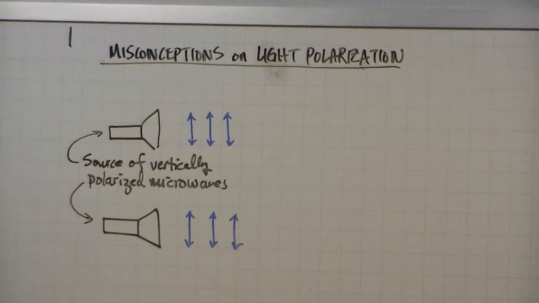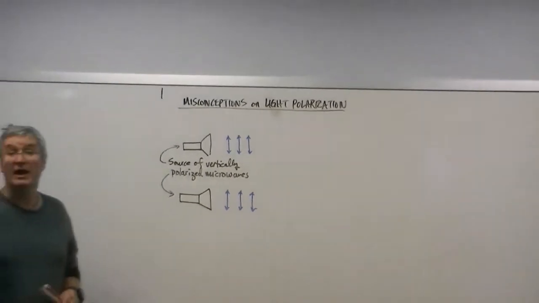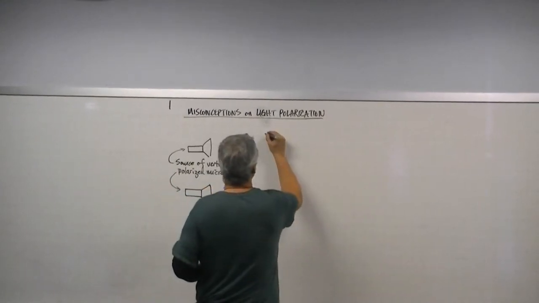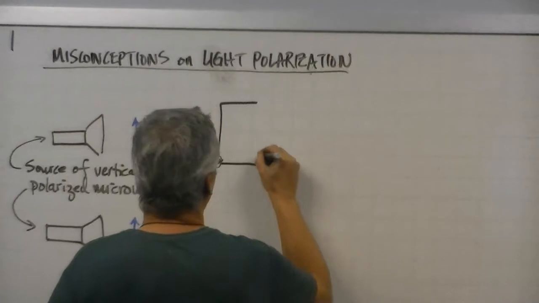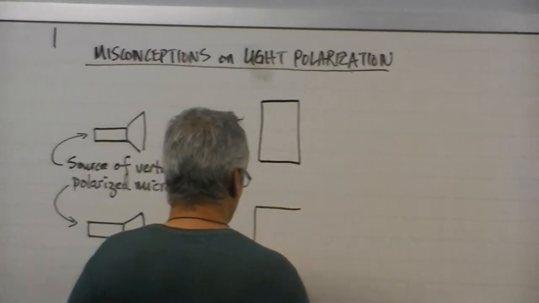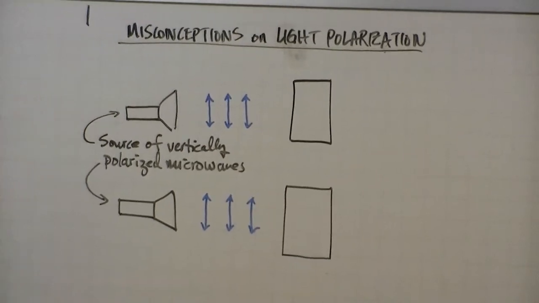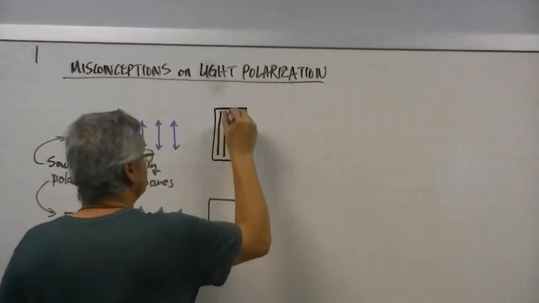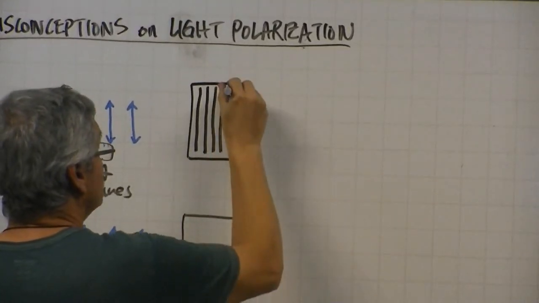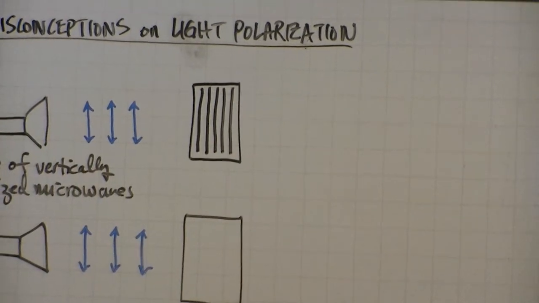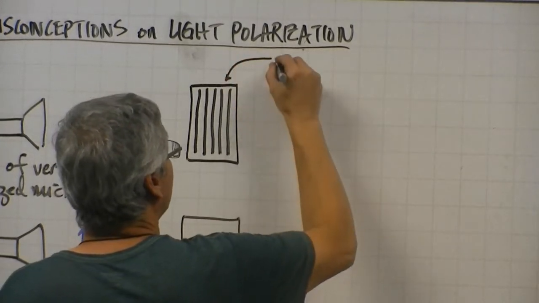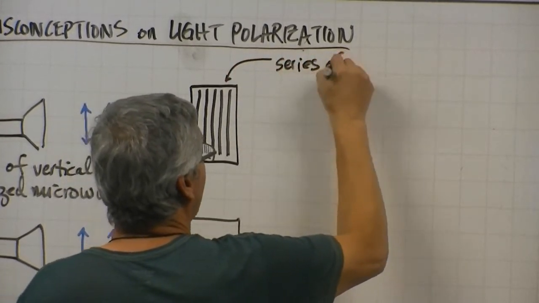And what we're going to do here is take these microwaves and shine them through a set of grills. To simplify the drawing of a polarizer, I'm going to use a rectangle like this. If I have a grill-like situation, you can imagine a series of lines here, and these lines represent parallel metal conductors.